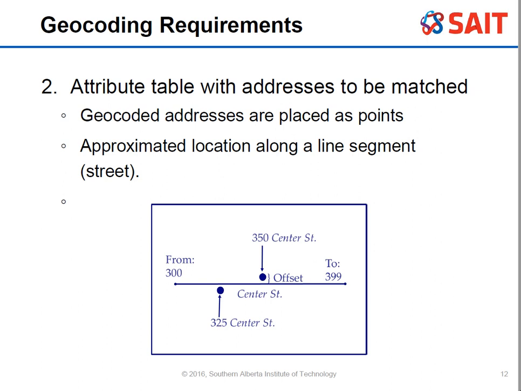With that attribute table, the geocoded addresses end up being placed as points, and it's an approximate location along the line segment. So you can imagine along this line, for example, it goes from 300 to 399. About halfway through is about 350. About a quarter of the way through is 325, and that's how it's going to locate it. It also puts an offset, so that shows you that either side here, we're using a dual range geolocator.